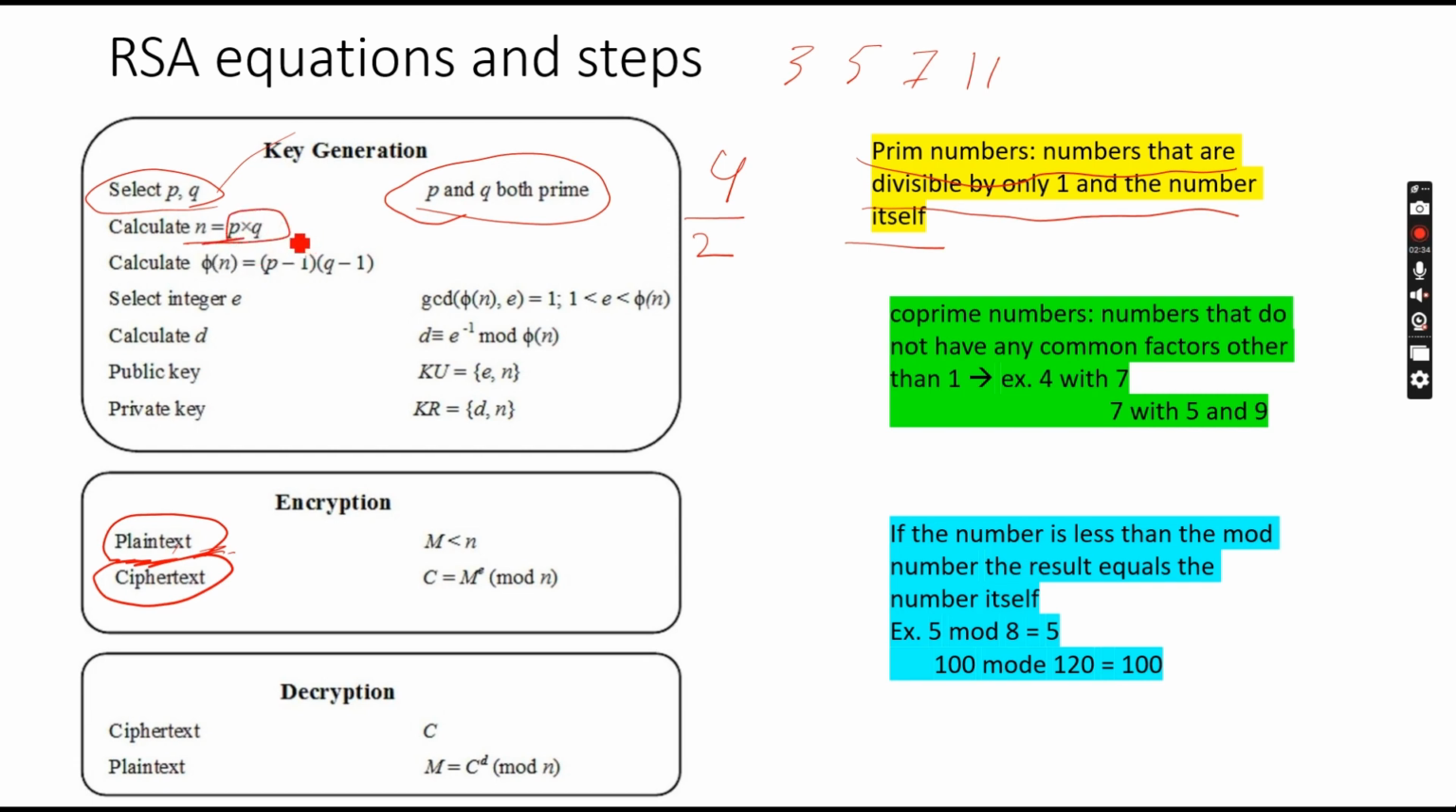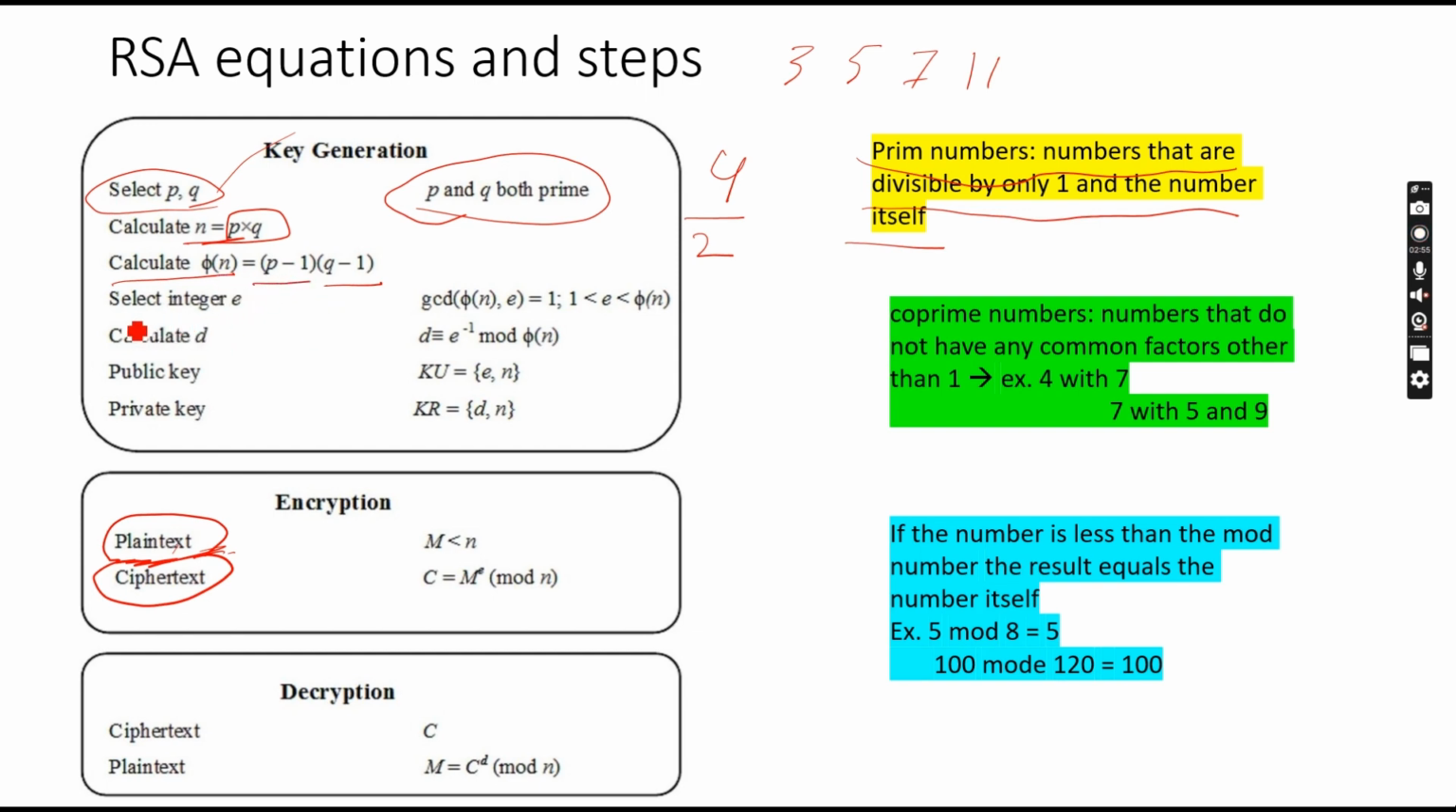Okay, so after you choose P and Q, then you calculate N, where N is equal to P multiplied by Q. Okay, N equals P multiplied by Q. Then you calculate something called theta of N, where theta of N is P minus 1 multiplied by Q minus 1. Okay, so those are just equations, and now we can practice more on that.